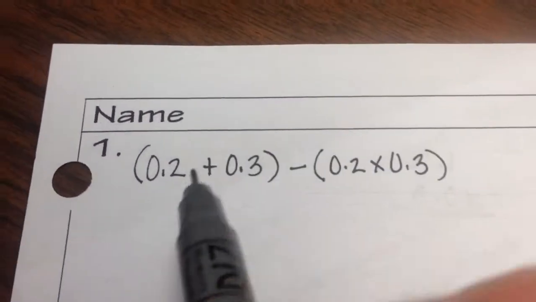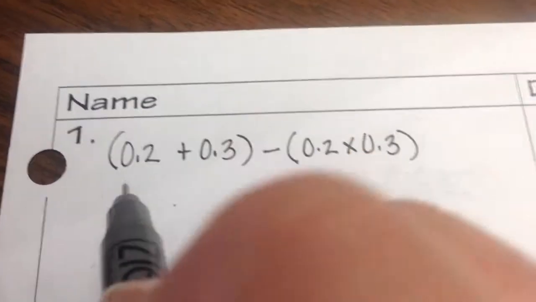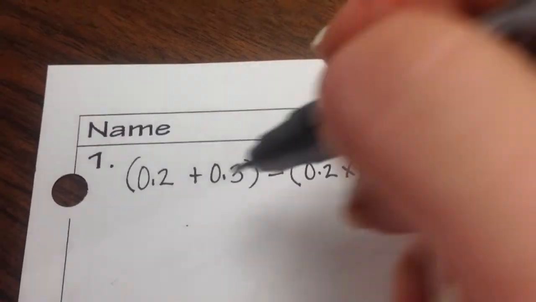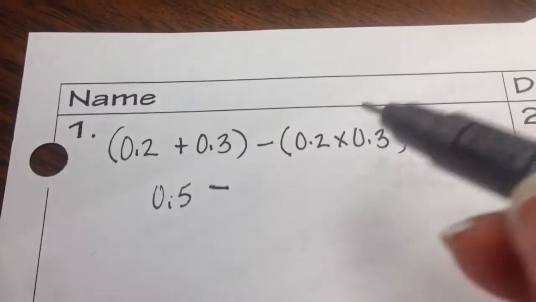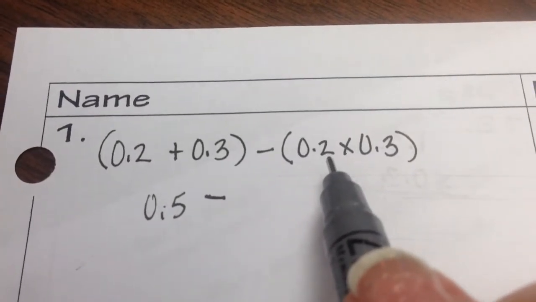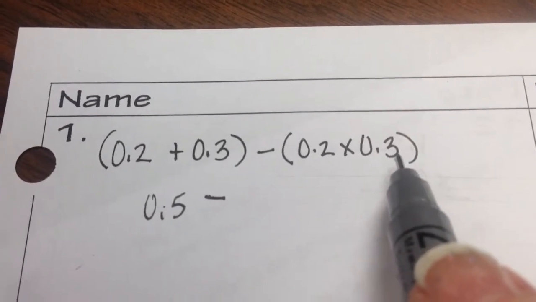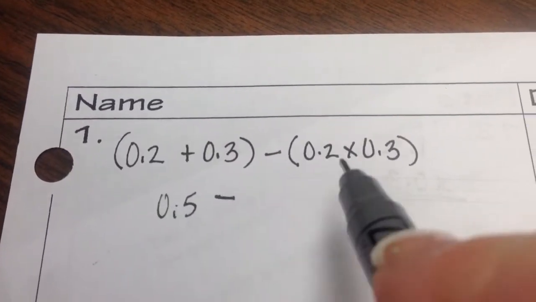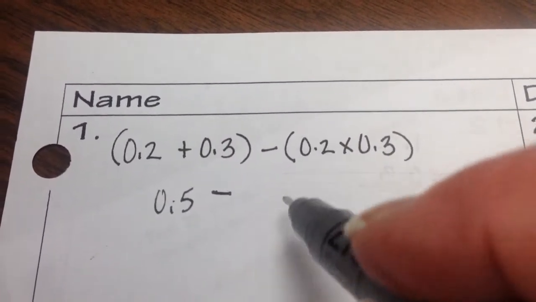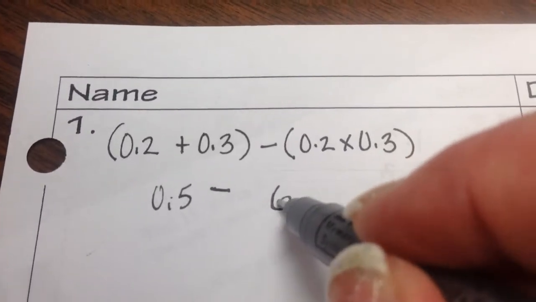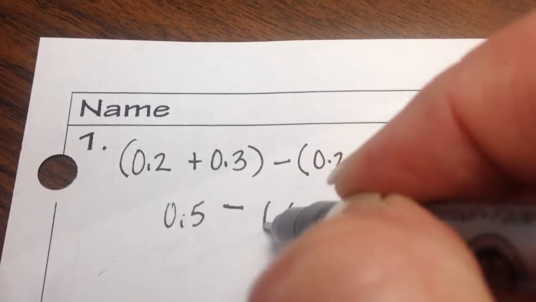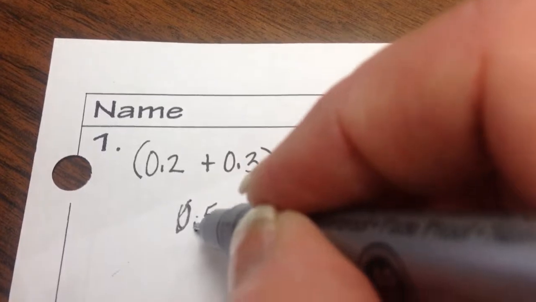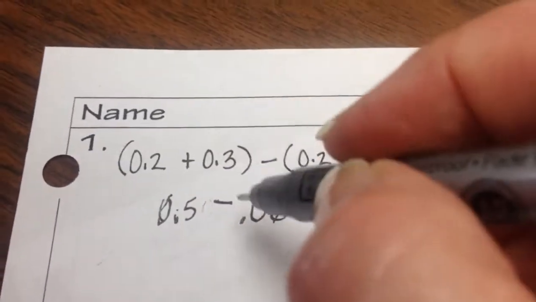All right, so I wrote it up as an algebraic equation. So 0.2 plus 0.3, well, that's just going to be 0.5, right? 0.5 minus, now, what is 0.2 times 0.3? Here's where you can't just do this. So you have to say, all right, well, 2 times 3 is 6, right? But how many decimal places do I have? 1, 2. So my answer is 0.06. So I have 0.5, or think of it as 50, minus 6.